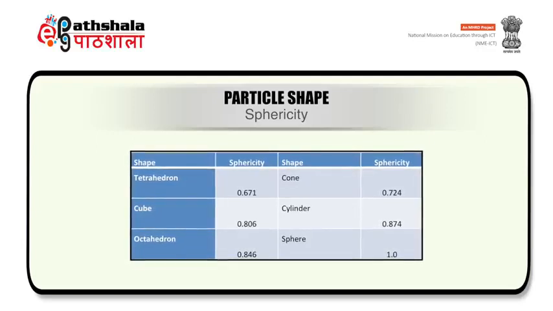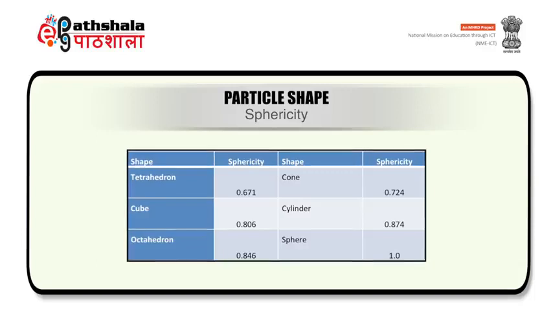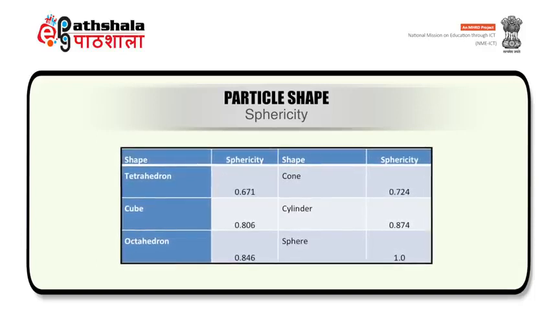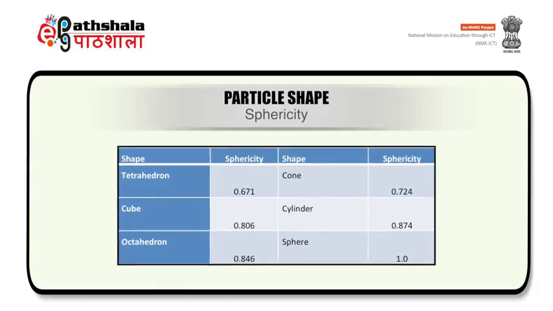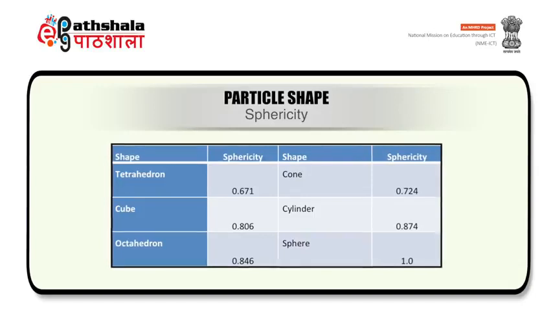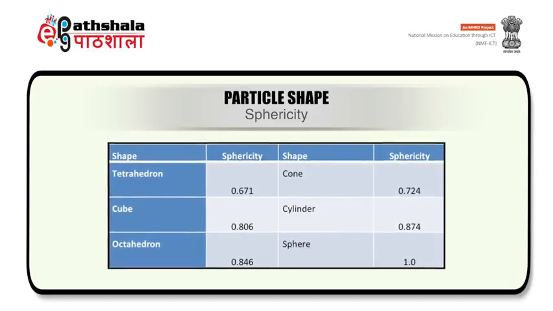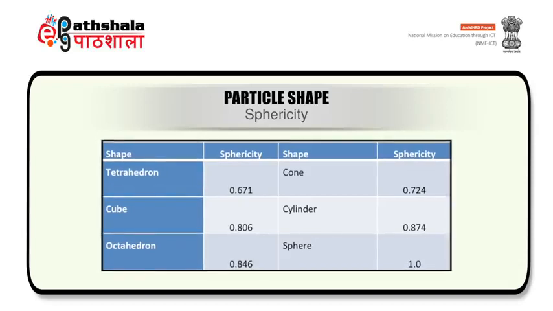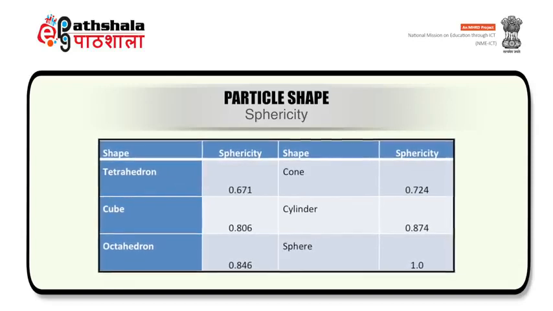Tetrahedron has a sphericity value of 0.671. Cube has a sphericity value of 0.806. Octahedron has a sphericity value of 0.846. Cone shape has a sphericity value of 0.724. Cylindrical shape has a sphericity value of 0.874 and sphere has a sphericity value of 1.